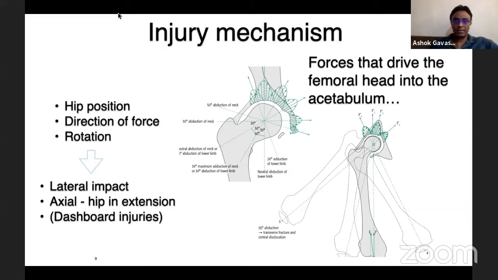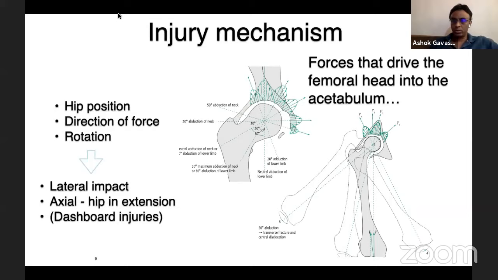Other thing to consider would be the limb rotation, whether the limb is internally or externally rotated. Based on these factors, you can get different morphological types of transverse fractures. The most common injury mechanism that causes these fractures would be lateral impact from the greater trochanter, which can produce all three types of fractures depending on hip position and limb rotation. The second most common mechanism would be an axial injury with the hip in extension, which will cause a transtectal fracture. This is commonly seen after fall from heights. The third mechanism would be dashboard injuries, where the load is transmitted from the knee with the hip in flexion. This commonly produces transverse with posterior wall injuries.